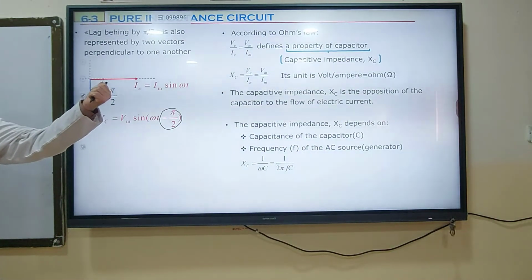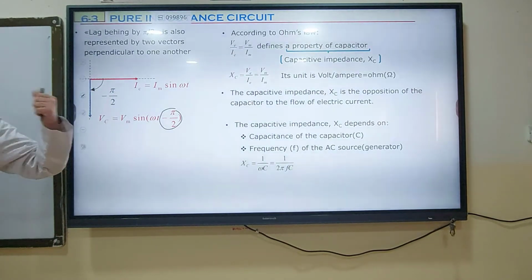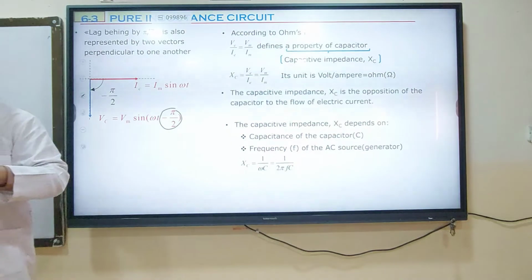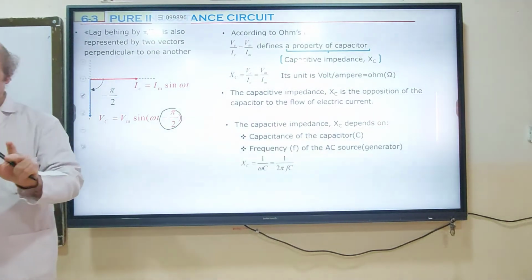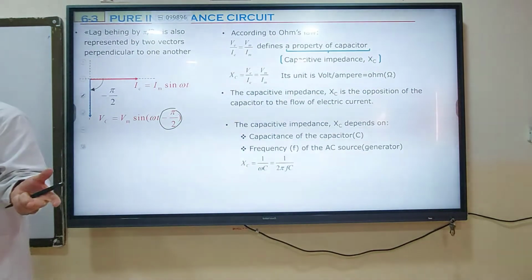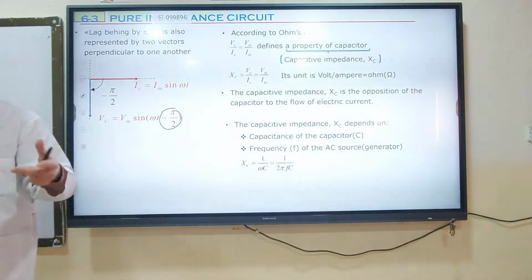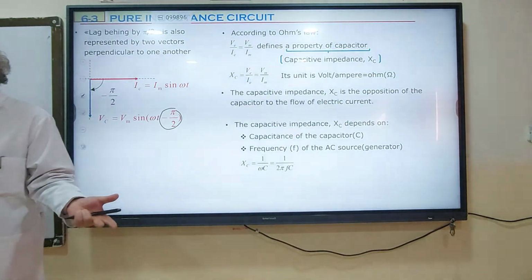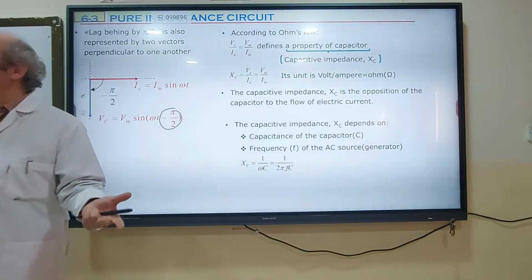But this opposition nature is different because when the capacitor is becoming charged, it resists electric current. And when it's completely charged, electric current becomes zero. Their natures are different, however, all are oppositions. All can be calculated by Ohm's law.